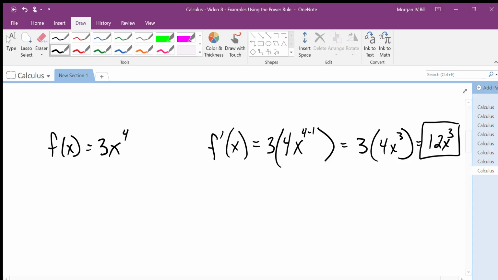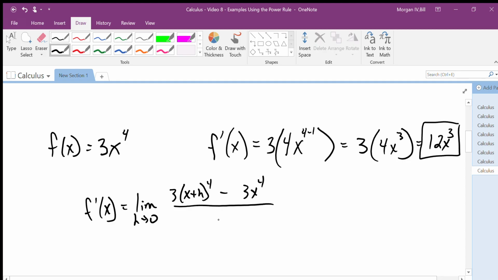That is the derivative function for 3x to the fourth. Again, it's the function that tells us the slope of the tangent line at any point, any x value on the curve 3x to the fourth. And now you can see why the power rule is so useful. This is much faster than trying to do this. F prime of x equal the limit as h goes to 0 of 3 times x plus h to the fourth minus 3x to the fourth over h. Well, that part's not too bad.